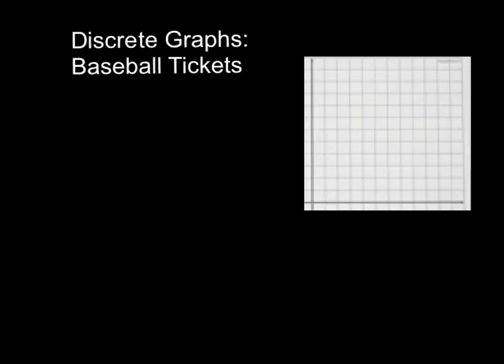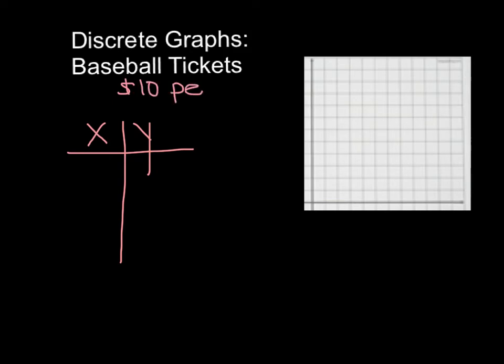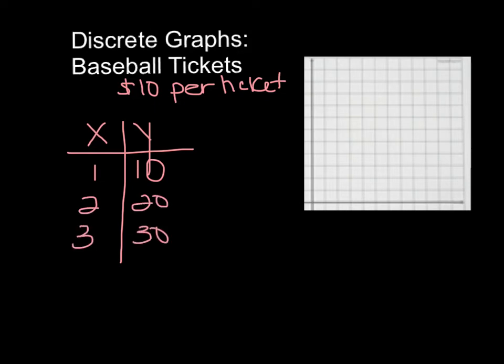I mentioned that the cost of baseball tickets would be an example of a discrete graph. So you could create a table and find the cost of baseball tickets. So let's say that baseball tickets are $10 per ticket. Well, if you buy 1 baseball ticket, the cost is going to be $10. If you buy 2, the cost is going to be $20. 3 will be $30. 4 will be $40, and so on.